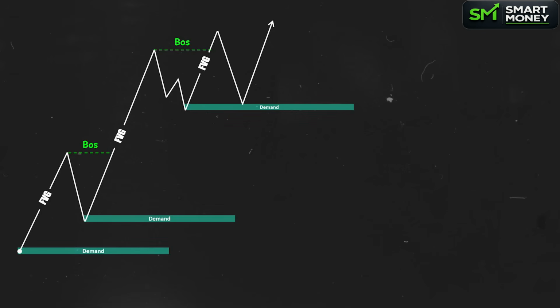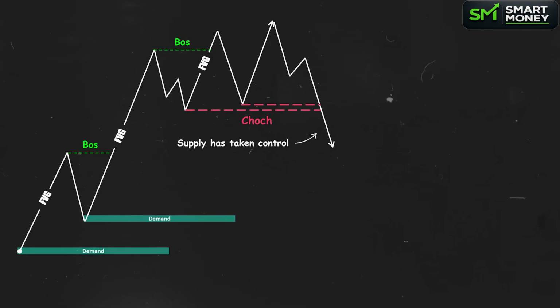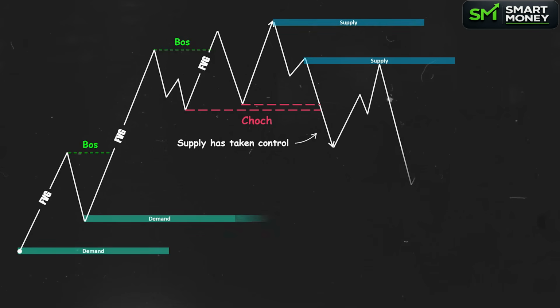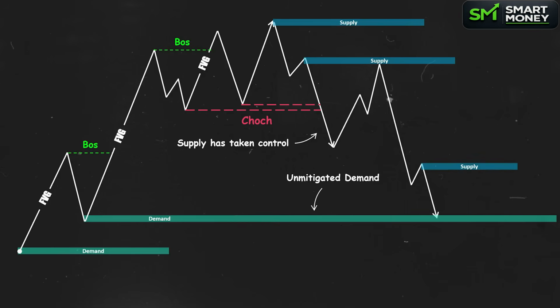trend. However, if price breaks below a valid demand zone, it creates a change of character. This signals two important things. First, supply has taken control over demand. Second, a new valid supply zone has been established. From there, price continues moving lower, creating new supply zones until it reaches the next unmitigated demand zone.